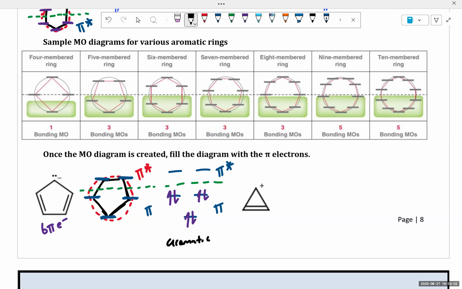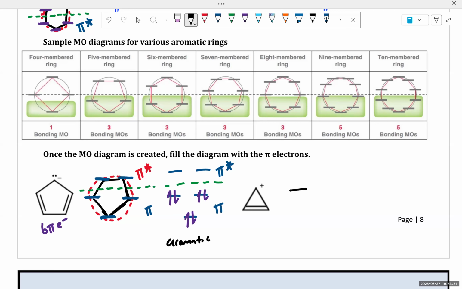I'd like you to apply what you've learned now, and I'd like you to draw an MO diagram for the following cation. This is a pretty unique cation, and I'd like you to tell me whether it's aromatic or anti-aromatic. So let's discuss.